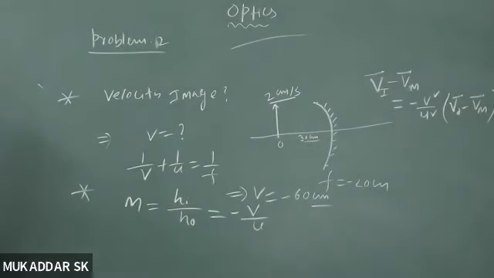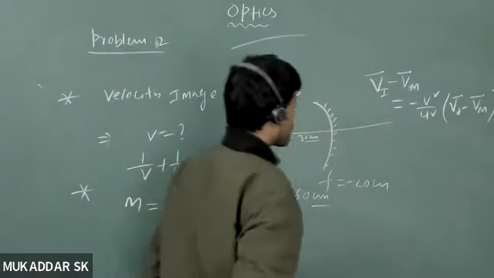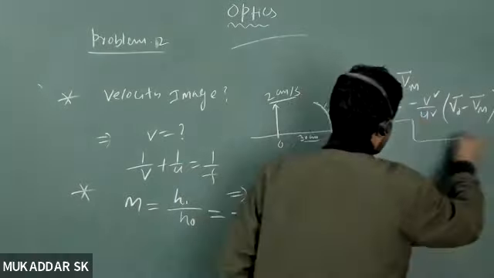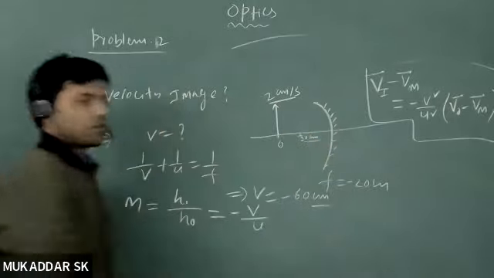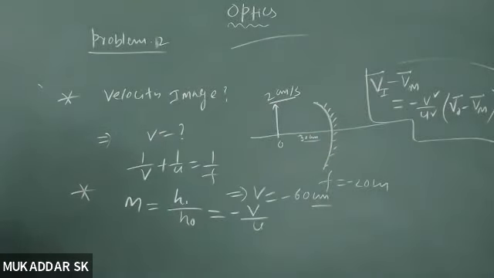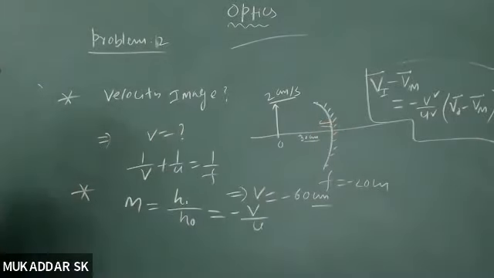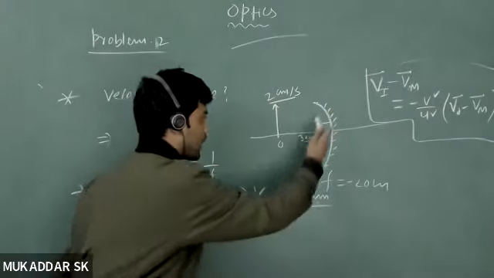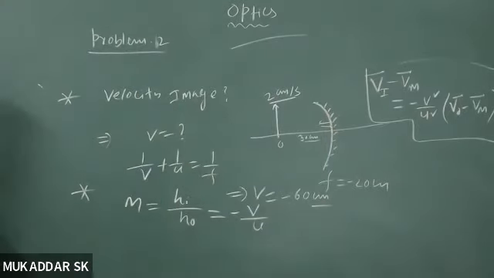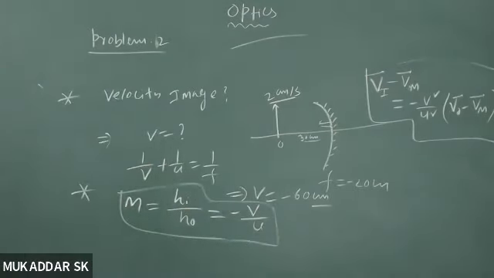Yes. Now, again we have to calculate the velocity of image, but we are not using this formula. Why? Because this formula is applicable when your point object is moving perpendicular to the surface of your mirror. But this time, this formula cannot be applicable because the point object is moving parallel to the surface of your mirror. So I'll use this other formula to calculate the velocity of image.